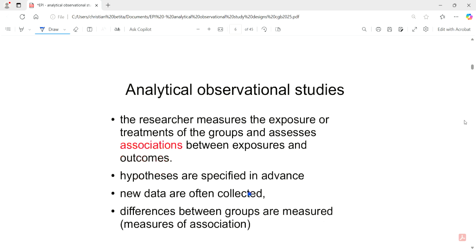Analytical observational studies, on the other hand, the researcher measures the exposure or treatments of the groups and assesses for association between exposures and outcomes. So the key word here is associations. So in analytical observational studies, you are trying to determine the association between one variable and another. Generally, hypotheses are specified in advance, new data are often collected, and differences between groups are measured. These are your measures of association. Okay.